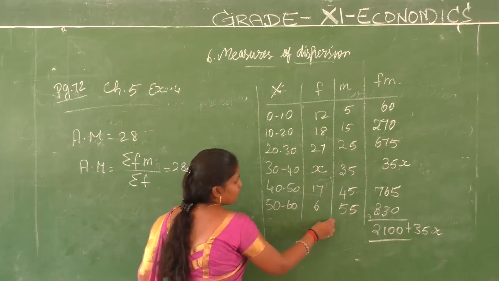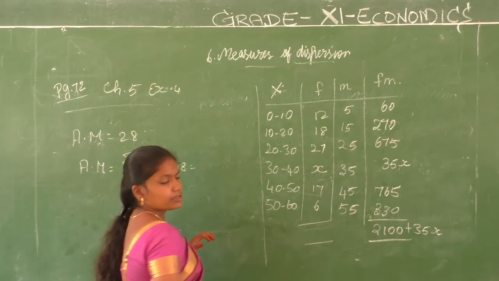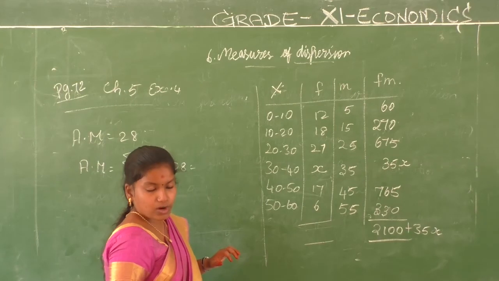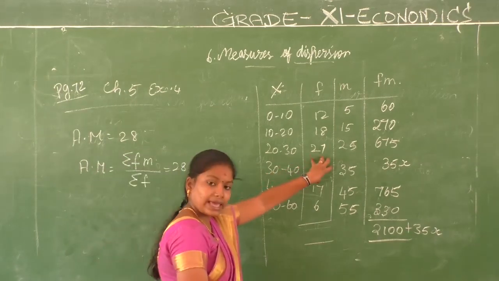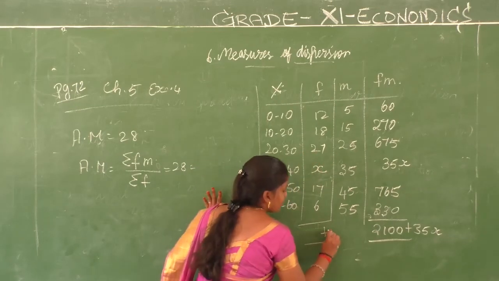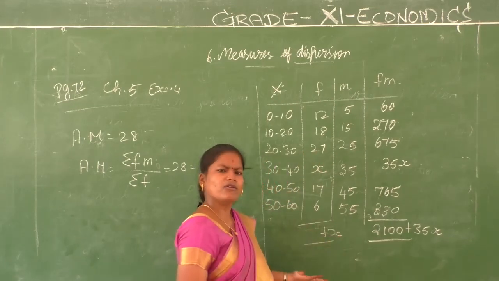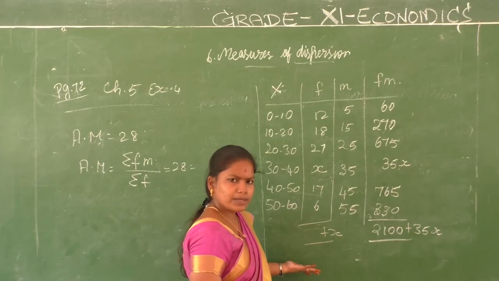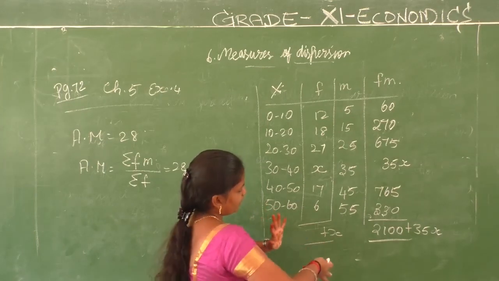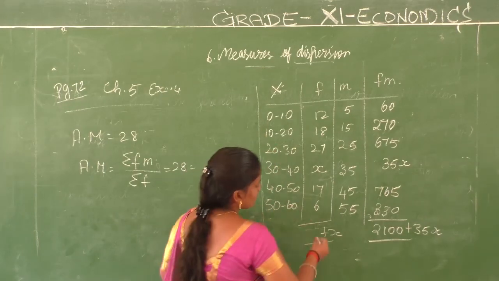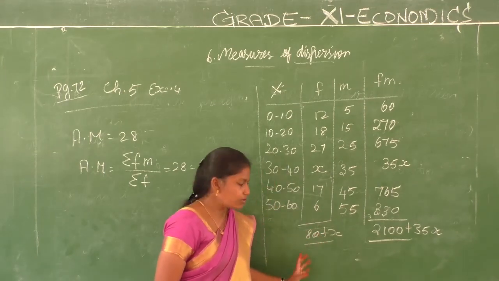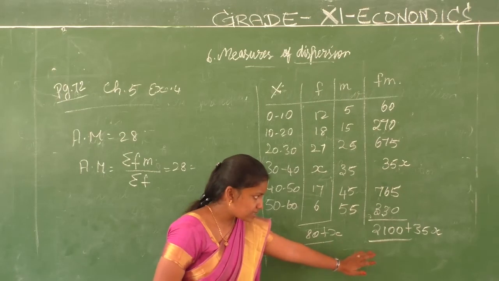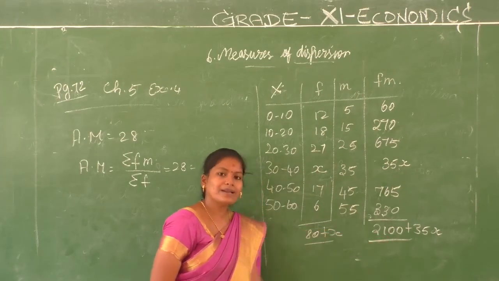And then what else do you want? You want sigma f, right? And how much is it going to be? If you leave this x, you have to take it away, plus x, because you don't know the value of x. You can't keep it in multiplication also. So when you total it, you get a value of 80. So what is your value? 80 plus x, and you have 2100 plus 35x.